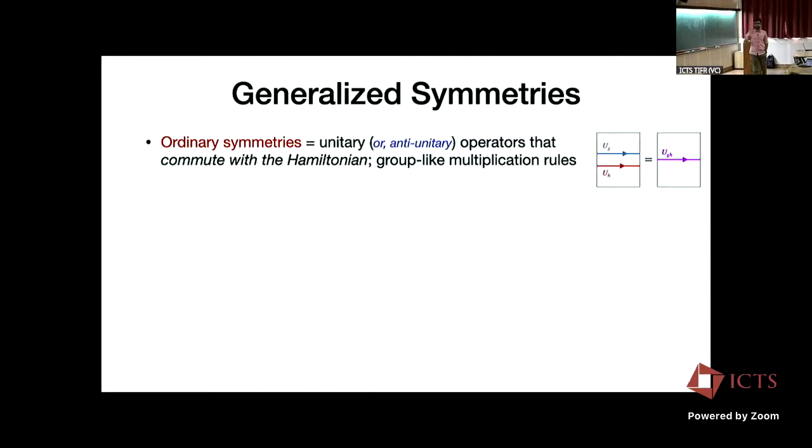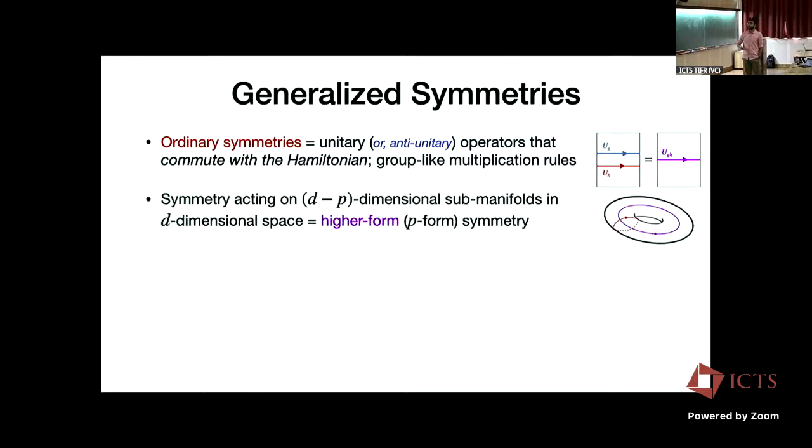Ordinary symmetries from this new perspective can be thought of as topological defects, which are codimension 1 in space-time. So here I'm showing some cartoon where I have 1 plus 1D space-time, and I have defects which are oriented in some way, and they fuse like group multiplication. So these are the ones that you know and love. I put anti-unitary in brackets because I'll ignore them throughout. I think that's an interesting orthogonal direction.